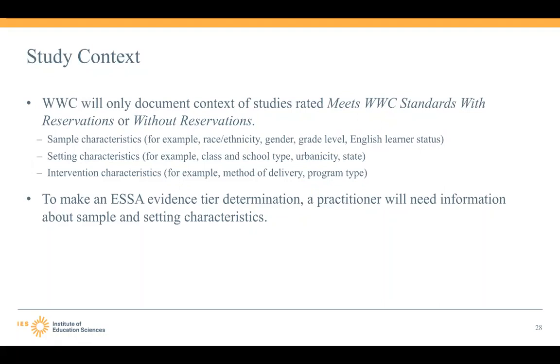Documenting context includes sample and setting characteristics, which are needed for making an ESSA determination, and one or both should overlap with population and setting of interest to meet definitions for ESSA Tier 1 and 2. The information about a study setting and sample is available on the WWC website, but again, only for studies that meet the WWC standards.